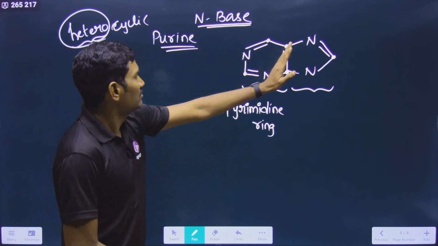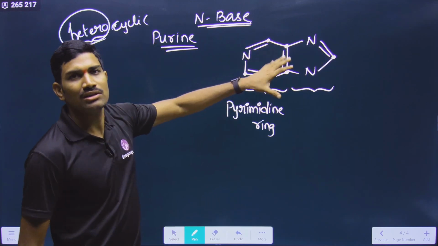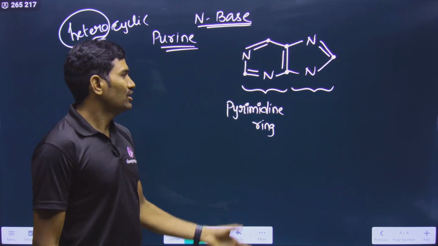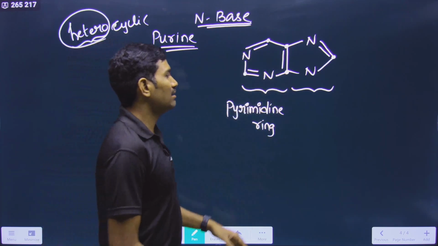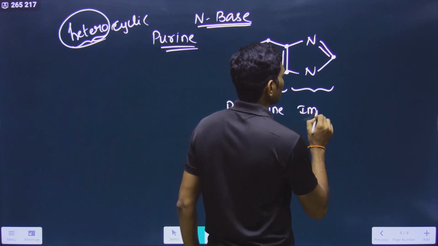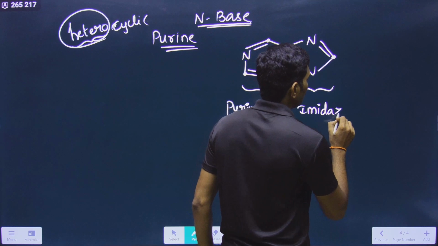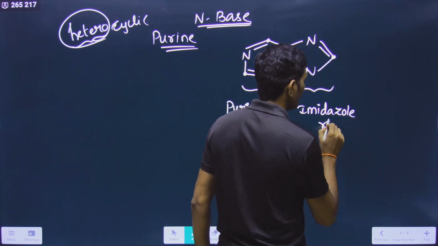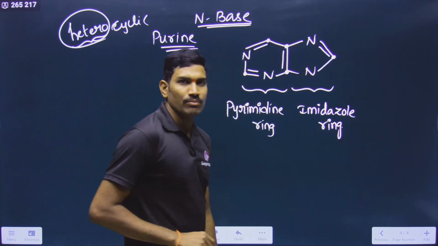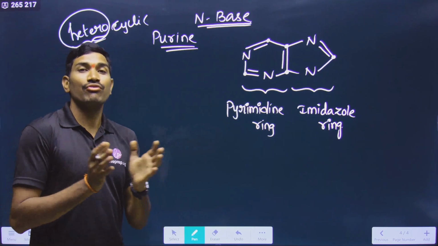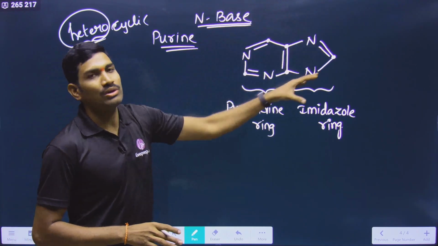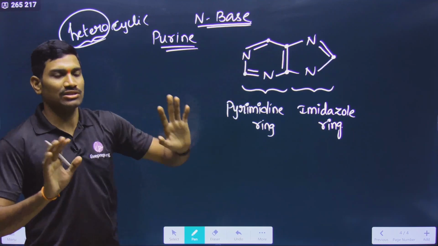At that time, we will not draw this part. We will draw only this, so you can easily understand. So in the purine itself, one is a pyrimidine ring and the other one is an imidazole ring. Both of them are heterocyclic rings, and they are fused to form the purine structure. This is the basic structure of the purine.